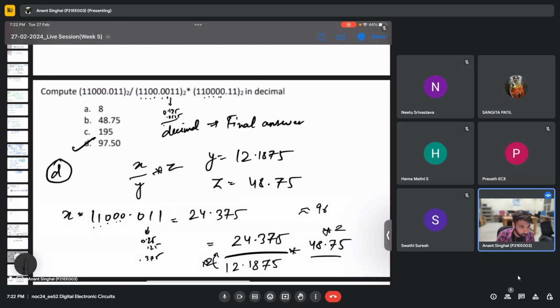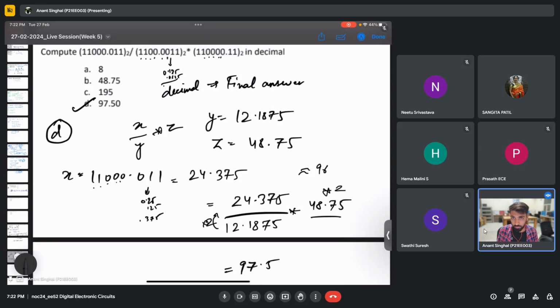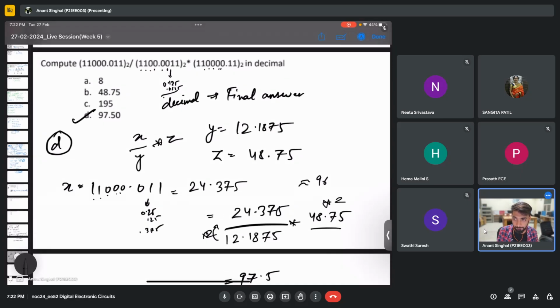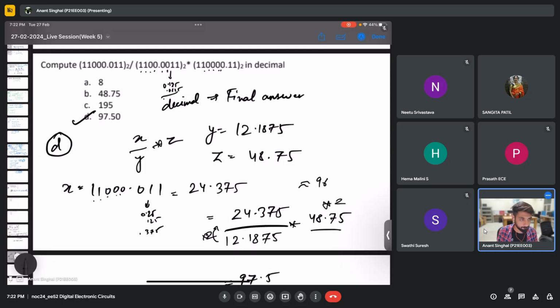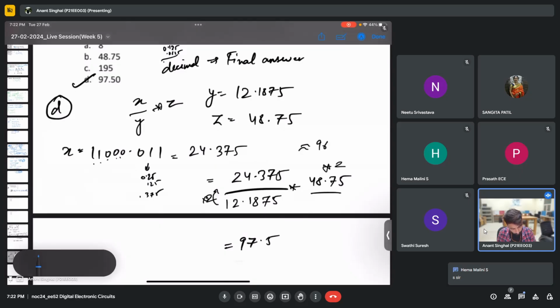So why does it take so much time? Is it clear, everyone? This particular question was basic maths. Is it clear, or is there any doubt in this? Please respond if it is clear. Okay, so let's move ahead.